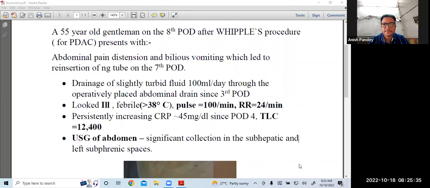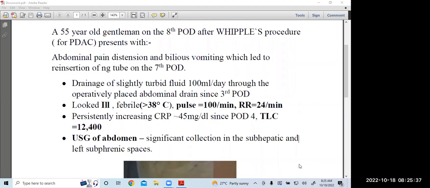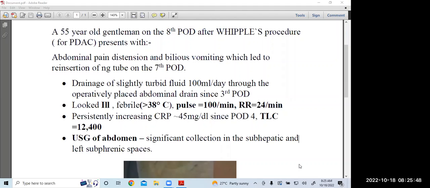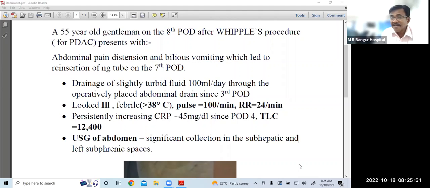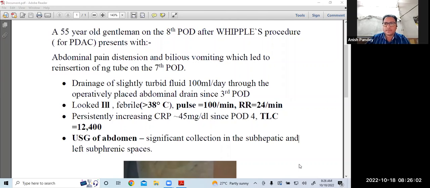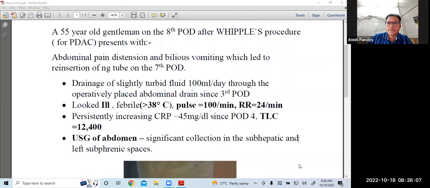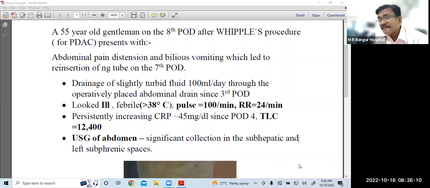Now that you have diagnosed that the patient is having pancreatic fistula, a few more things. How can you predict during operation who are the patients who are likely to have more chance of having pancreatic fistula in the post-op period? Any predictors? Sir, preoperatively also, there are some preoperative factors, like elderly patients.